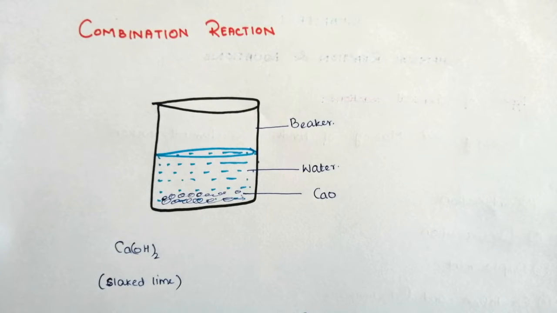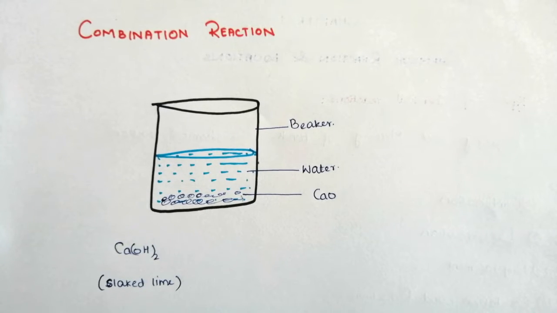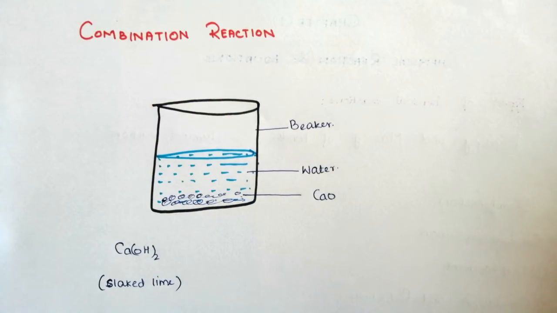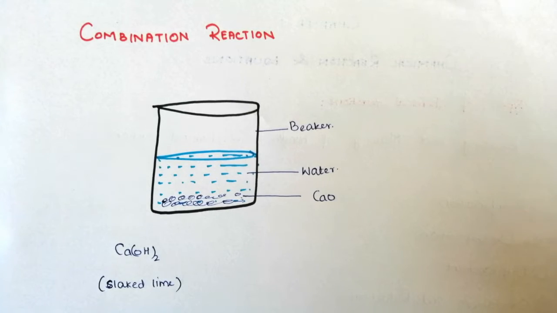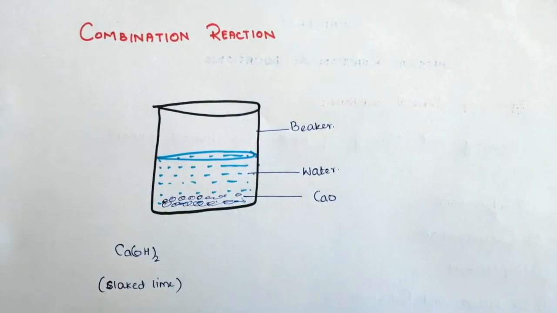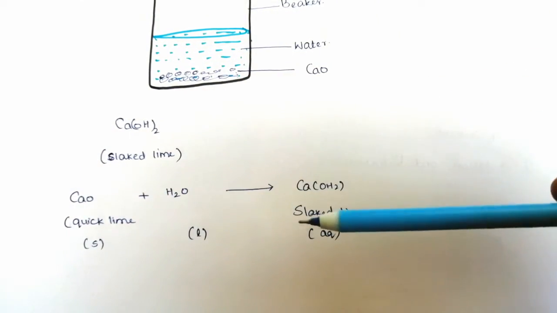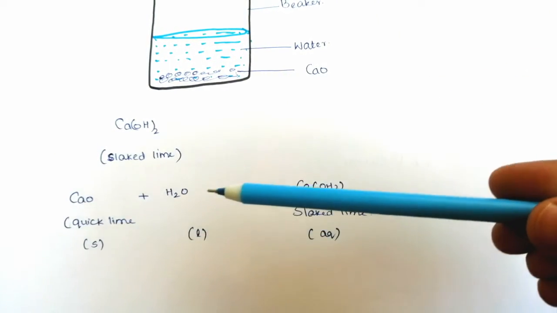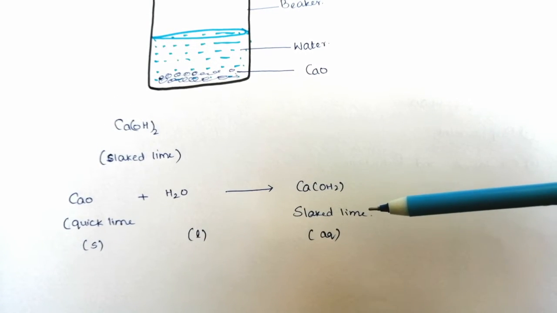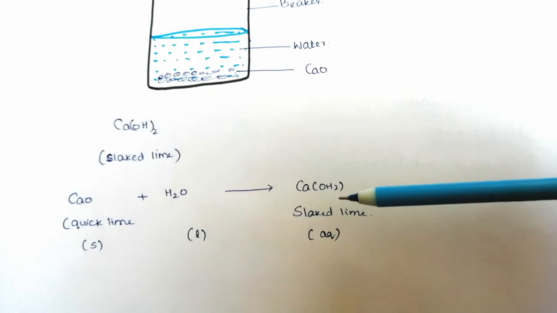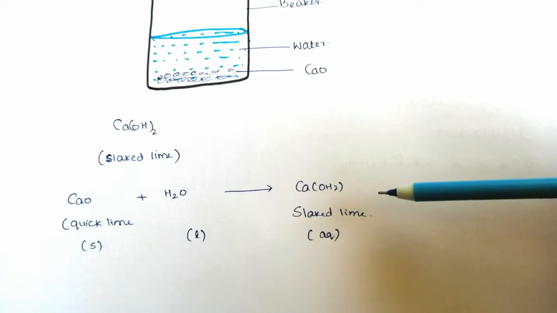To explain combination reaction, I am taking the example of quicklime. In a beaker, you have to take water. In that, you add calcium oxide, which is known as quicklime. Calcium oxide reacts with water to form calcium hydroxide, which is known as slaked lime. The reaction is as follows. If you look into this, calcium oxide, which is solid, reacts with water to form calcium hydroxide, known as slaked lime. This calcium hydroxide is used in whitewashing of the walls.